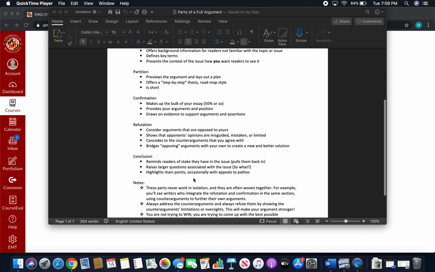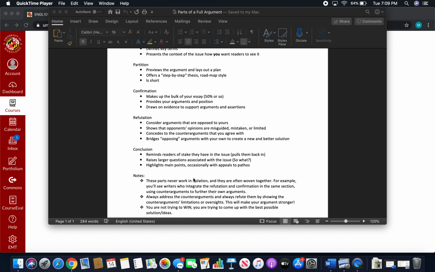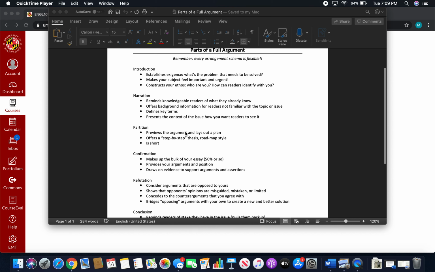You're not necessarily bound to this order. You might find that for your own paper, it makes more sense to have the partition come before the narration instead of after. You can also have a section of dedicated confirmation paragraphs, so maybe you have like 3 confirmation paragraphs in a row, and then you go into your refutation, or you might interweave them, so you have a confirmation paragraph and then a refutation paragraph, and then you go back to confirmation. And sometimes confirmation paragraphs even contain refutation points in them, okay?